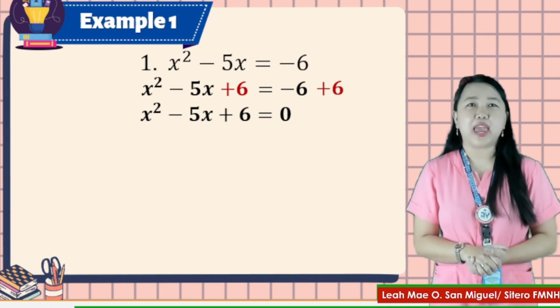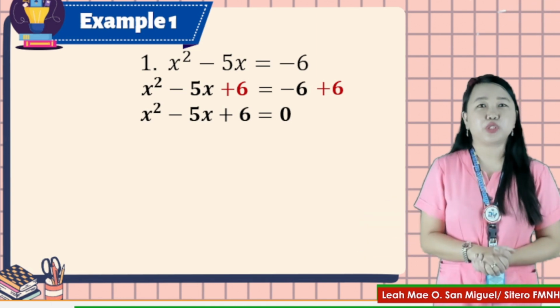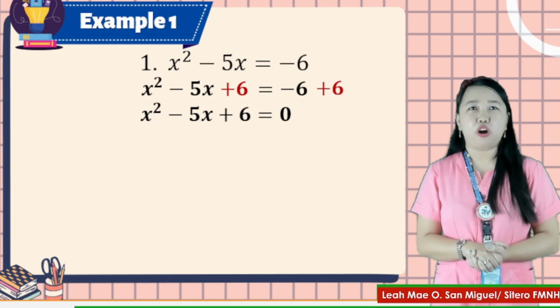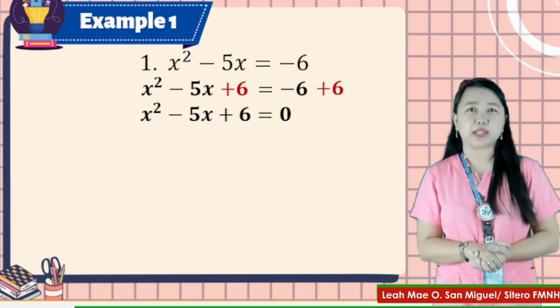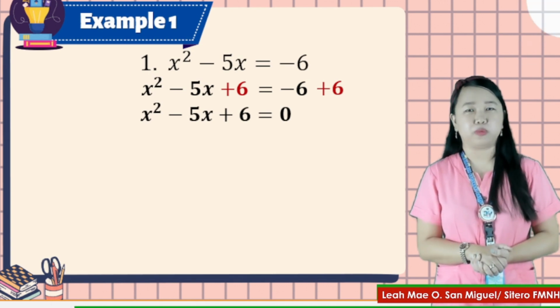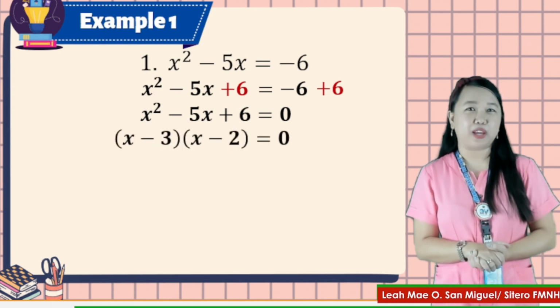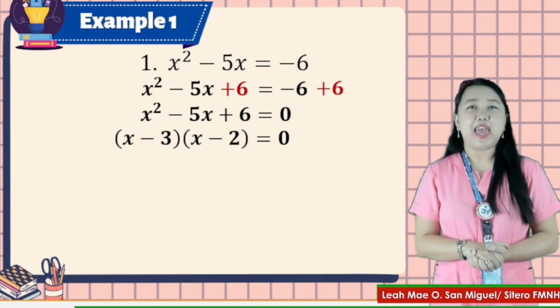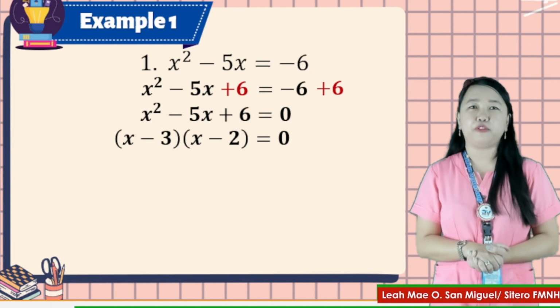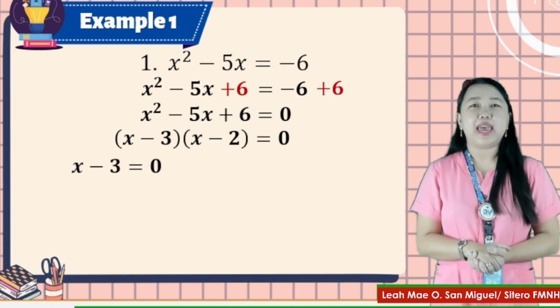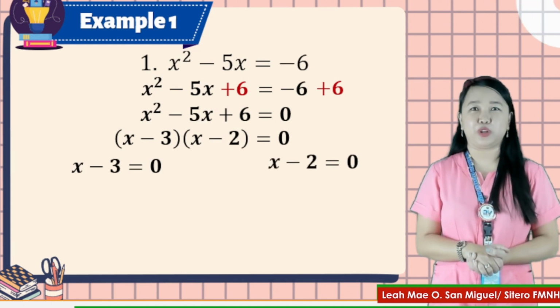Yes, you can use any method in solving for the roots. In this example, let us use factoring. What is the factored form of x squared minus 5x plus 6 is equal to 0? Correct! X minus 3 times x minus 2 is equal to 0. Equate each factor to 0 using zero product property of equality. X minus 3 is equal to 0 and x minus 2 is equal to 0.